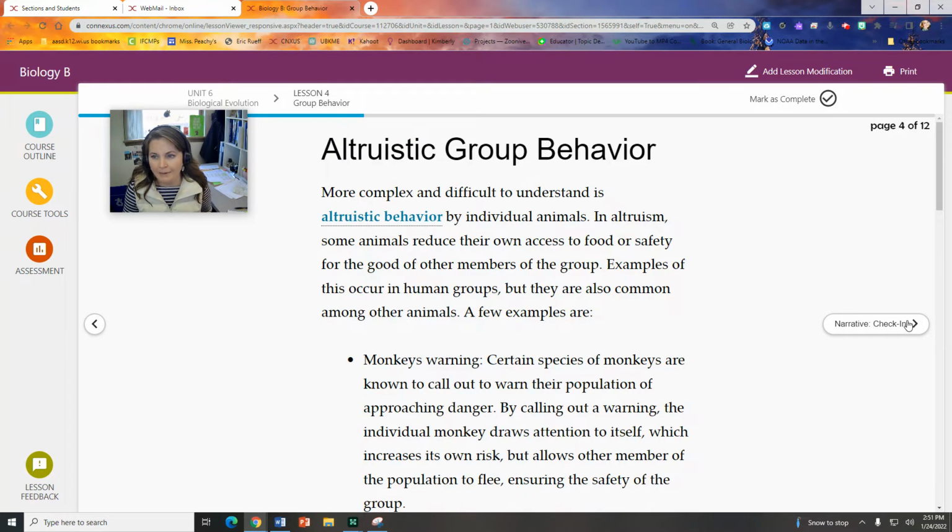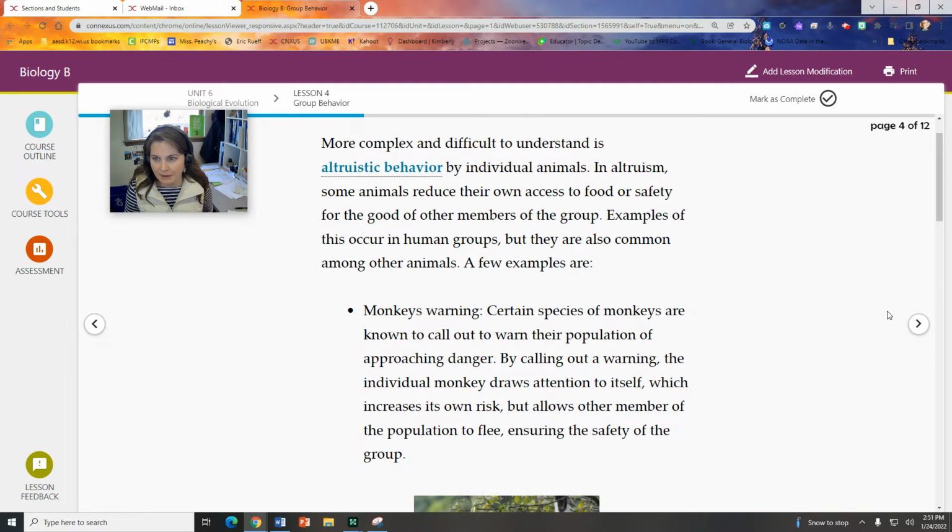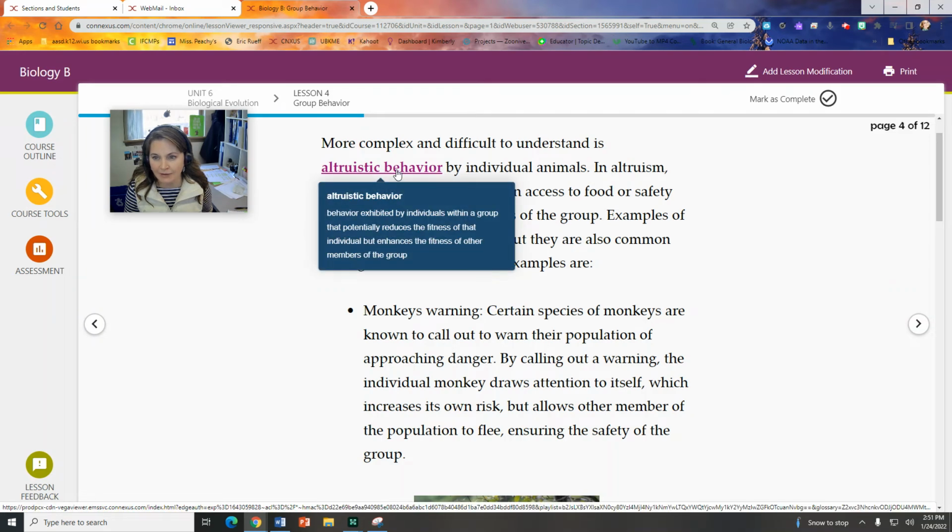But as I said before, behavior that benefits the group but maybe makes it less beneficial for the individual is called altruism. The definition here is behavior exhibited by individuals within a group that potentially reduces the fitness of that individual, but enhances the fitness of other members of the group. So, at the expense of the individual's survival, it might enhance the ability of some other individual in the group or the group at large to have a better shot of survival.